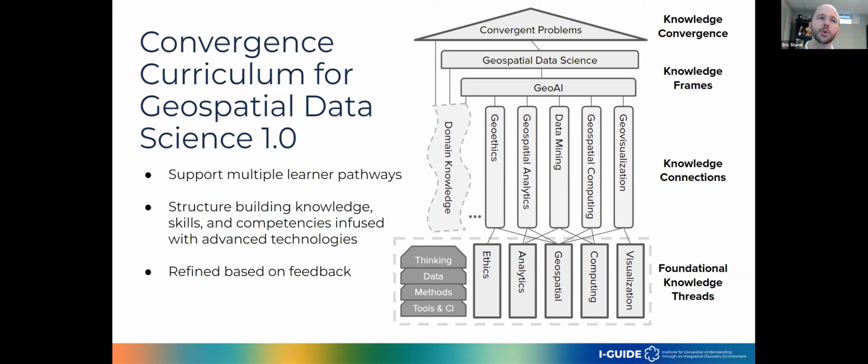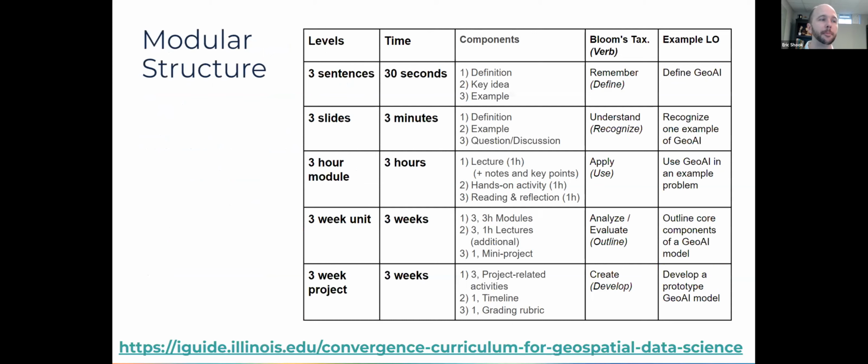And at the very top, we have what's called knowledge convergence, where we're really working on those convergent problems, such as aging dams, where you really need multiple perspectives in order to contribute. And this is where we bring in all that domain knowledge, in addition to the geospatial data science and all of the knowledge pieces that we're building throughout the curriculum framework. So that is the idea behind the convergence curriculum that we're presenting.